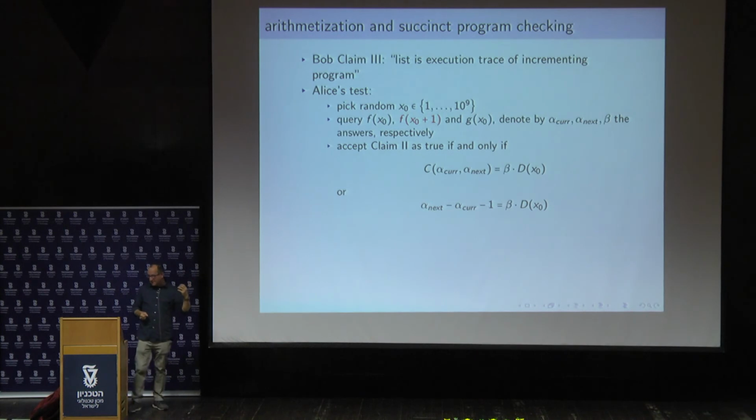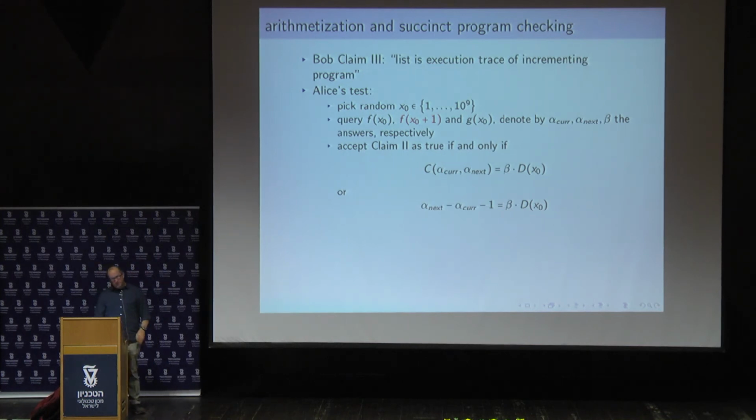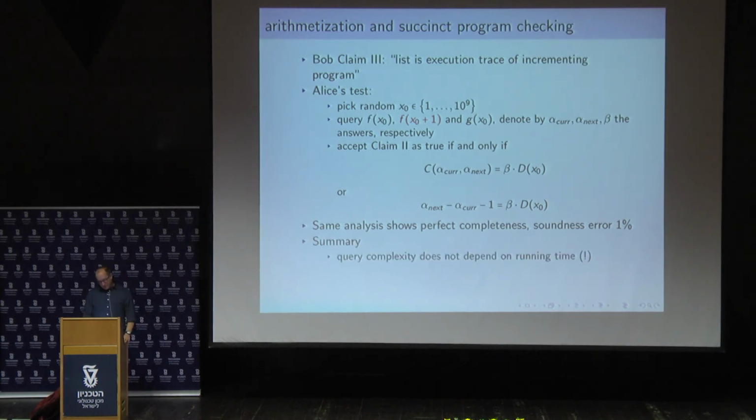But the test of Alice is almost the same. She's going to need to make 3 queries: an entry, the next entry, and something from G. But it operates in the same way. And the same analysis gives you perfect completeness and soundness error less than 1% for exactly the same reasons. Good. So the summary is that the query complexity doesn't really depend at all on the running time of the program, which is absolutely amazing and wonderful.